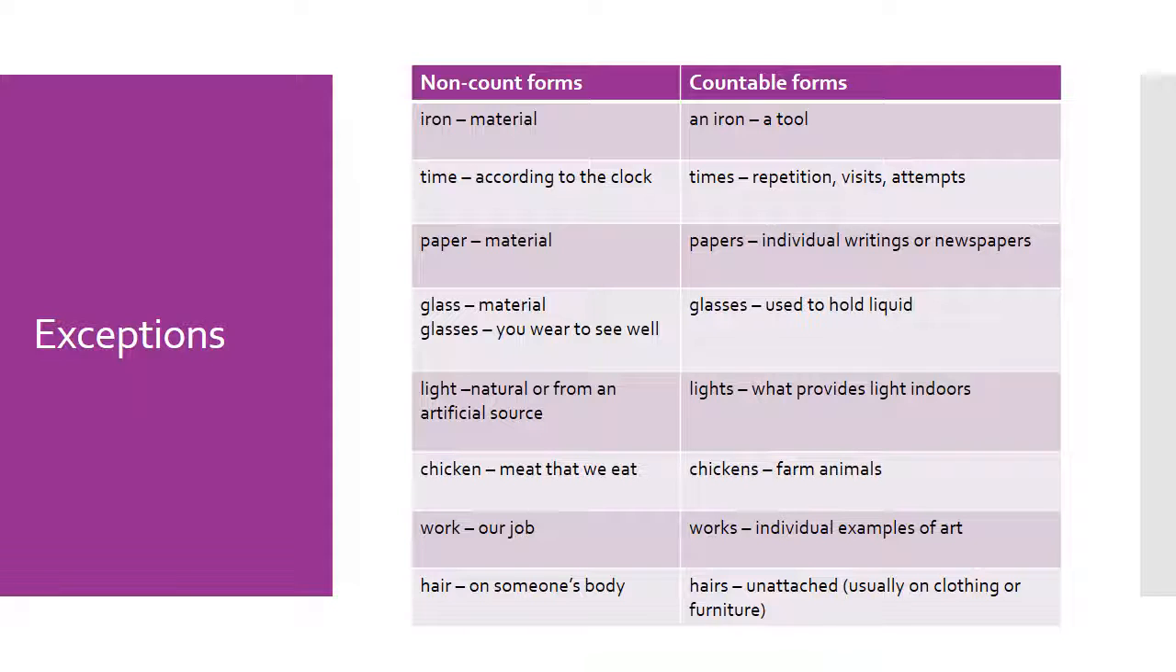Light and lights. So light from a natural or artificial source that helps you to see. Lights, the mechanical object that provides a light indoors. Chicken and chickens, work and works. Hair and hairs. All of these are examples of words that have both a non-count and a countable form. There are additional examples, but these are probably the most commonly used.